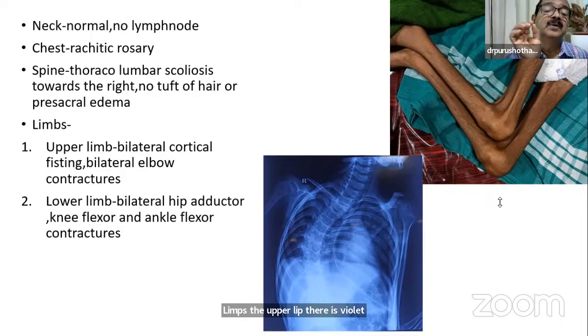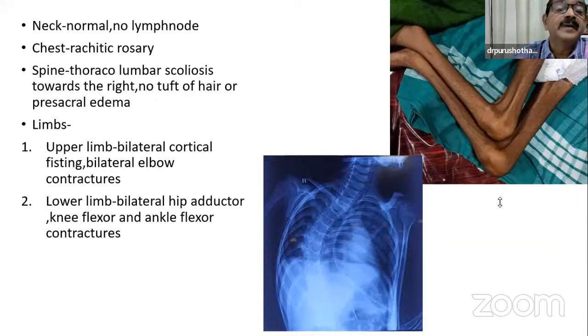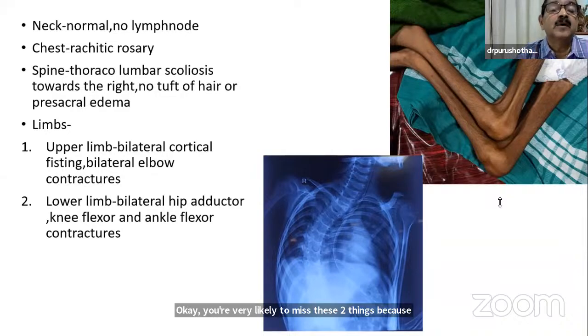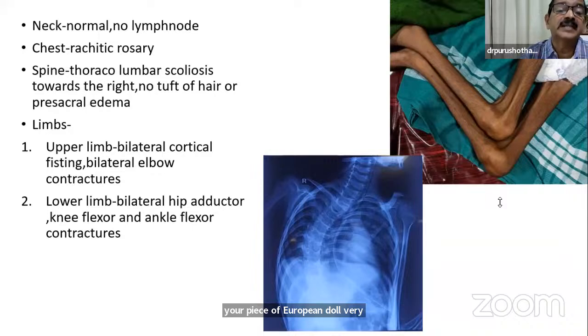In this case, you need to look for all micronutrient deficiency, especially the bony problems like vitamin D and scurvy. Very important. Okay. You are very likely to miss these two things because of your physiotherapy and all, very easily bone can break, especially clavicles and humerus and all. Very important. Okay.